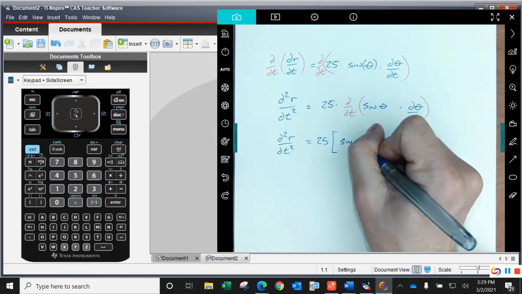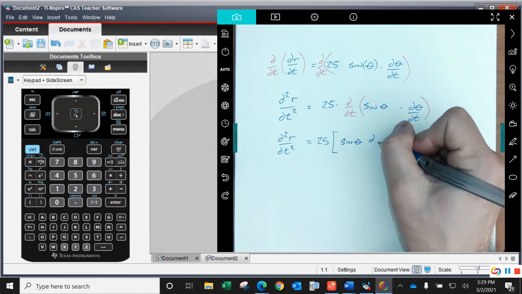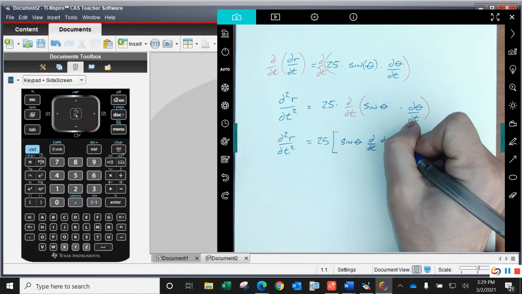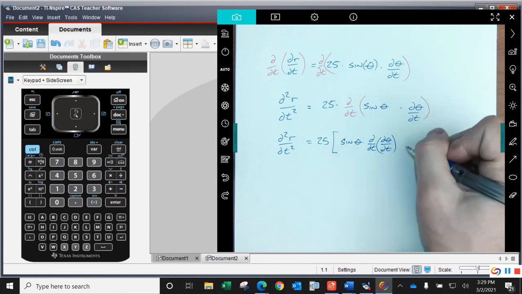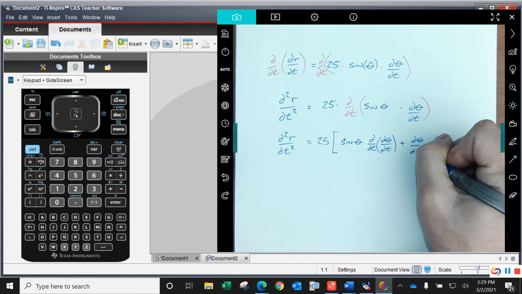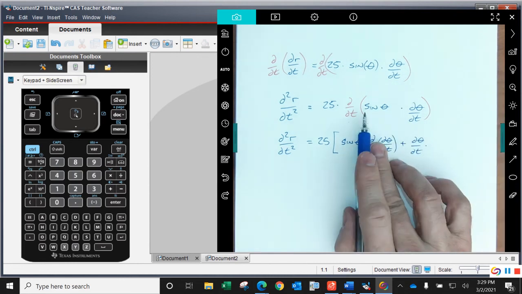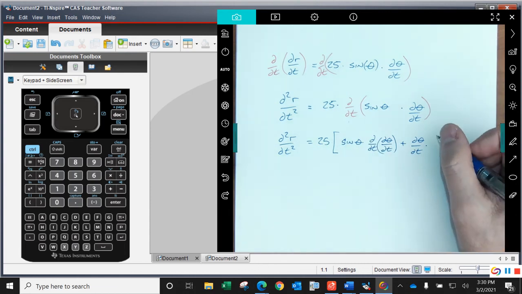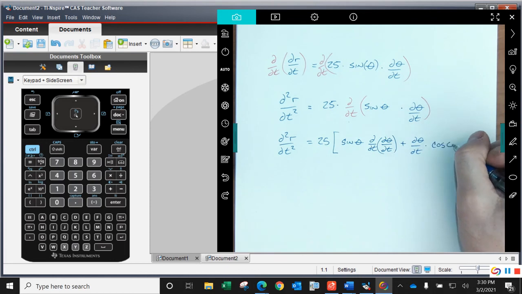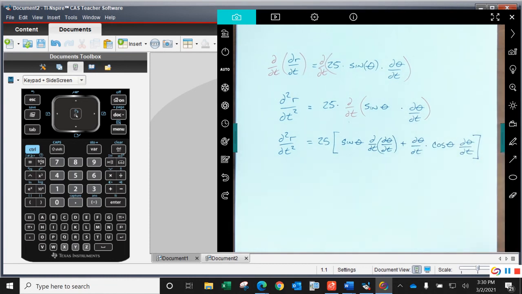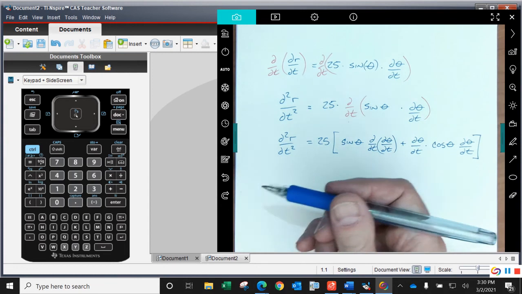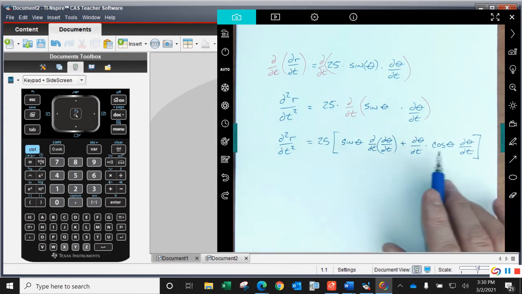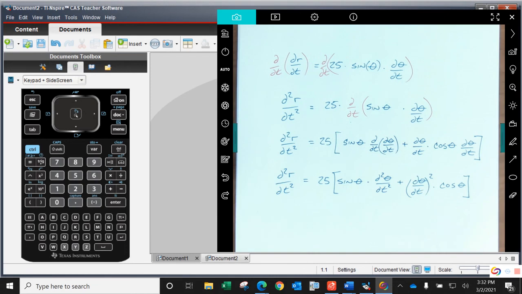First times the derivative of the second, plus the second times the derivative of the first, but that's the derivative with respect to t, so here comes our chain rule. Alright, I think we've got it. Don't worry, I'm going to do that with the calculator also. Let's simplify this a little bit. And simplified it a bit.